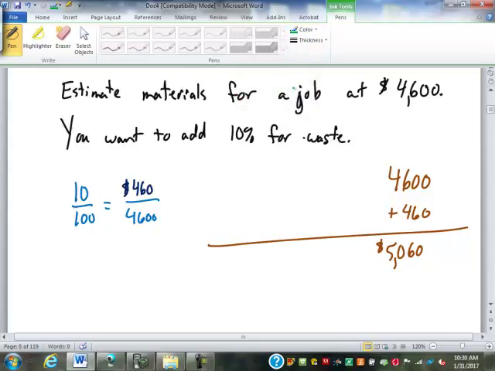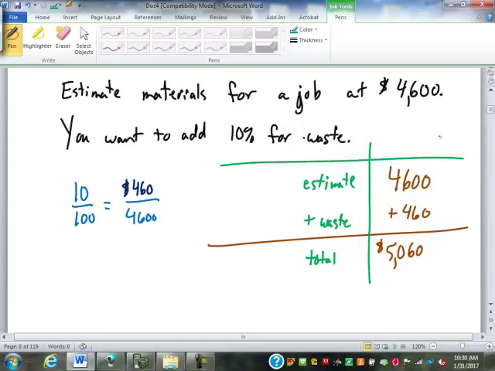So we look at here, what we have is our estimate plus our waste, or margin of error or whatever you want to call it. It's going to give us our total. Each of these items, as you can see, are described by a dollar amount here, but they're also going to be described by a percent.